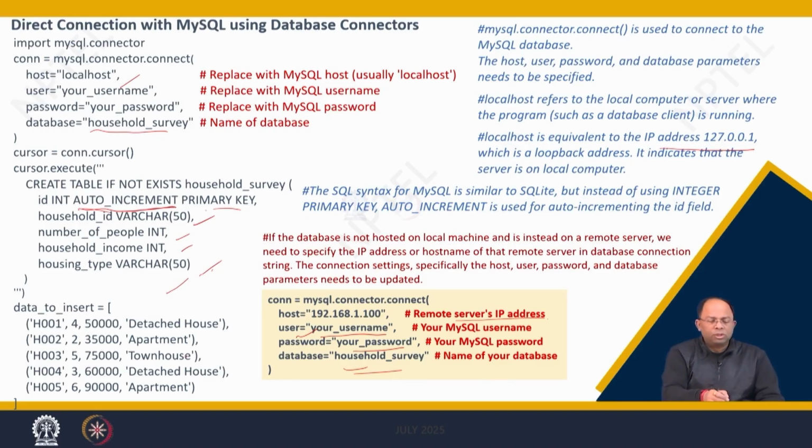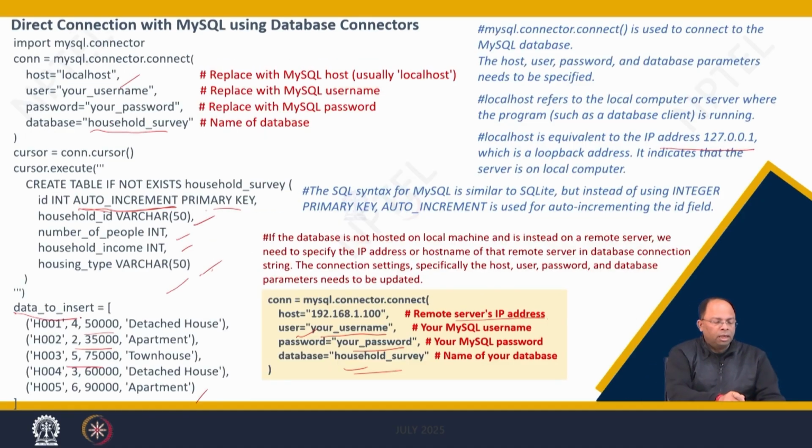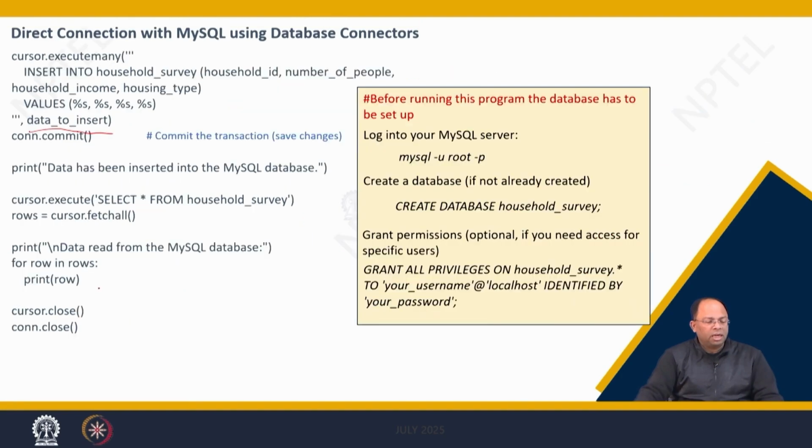Then I'm first storing the data that needs to be inserted in this data to insert list, right? These are the data sets that would get stored. The same way we did earlier, cursor.executemany, and over here we are using the percentage sign, which is the placeholder, and the value that I have to insert is data to insert, which is already stored earlier. So this will get inserted into the household survey table.